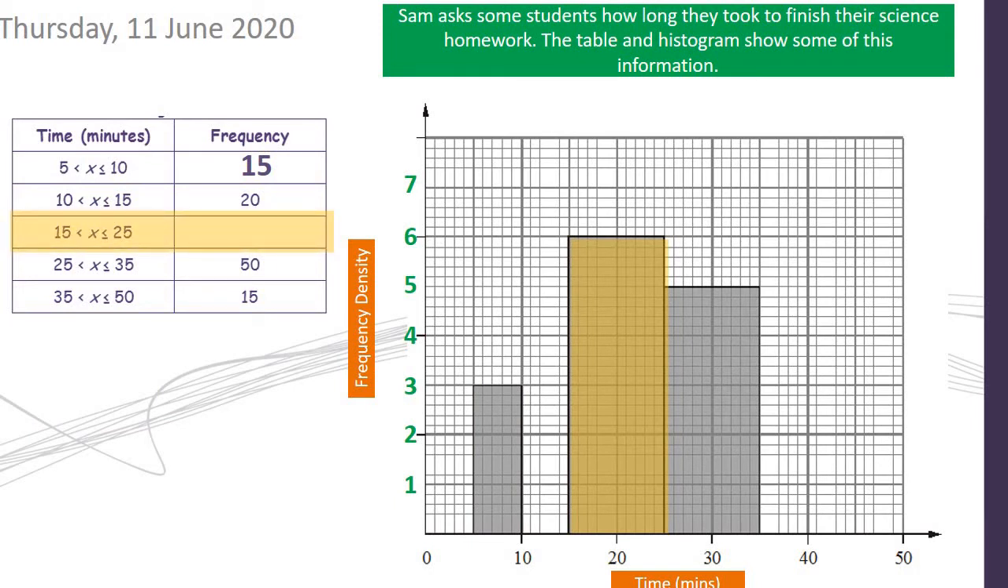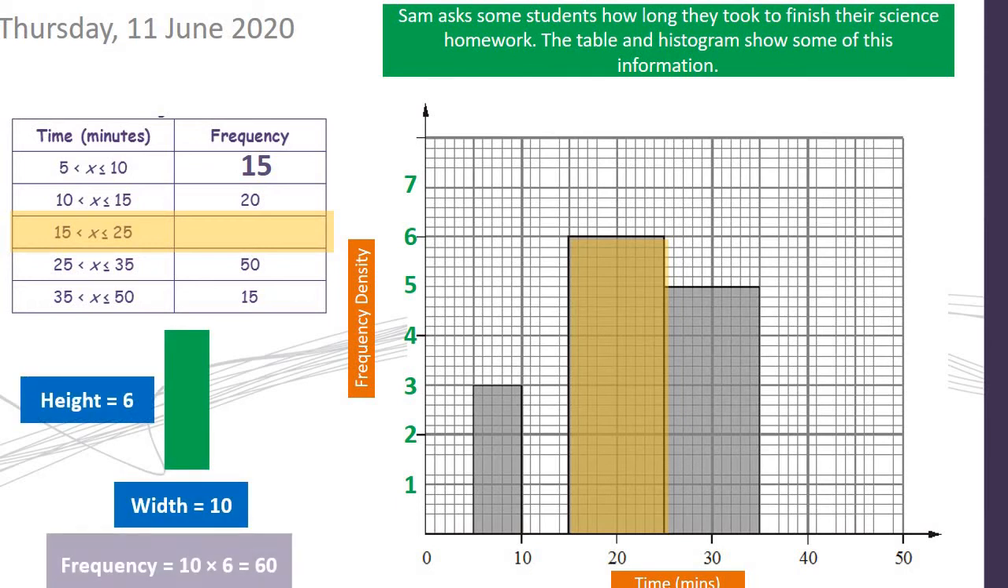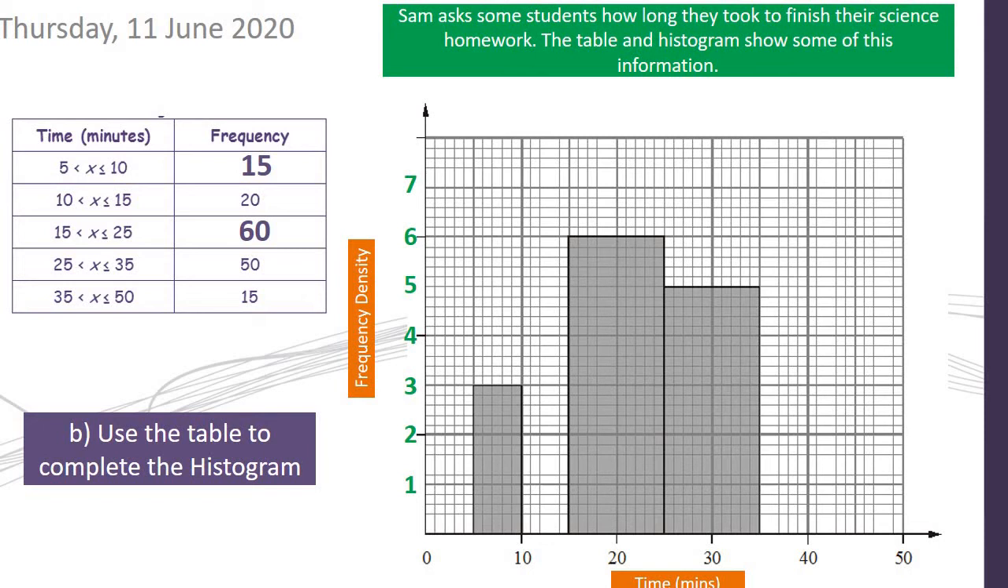We know the class width is 10, we know the height is 6, multiply those together and we get a frequency of 60. Okay, so part B then asks us to complete the histogram.